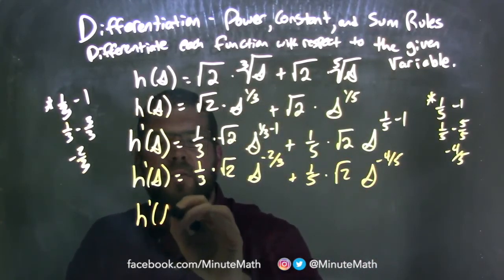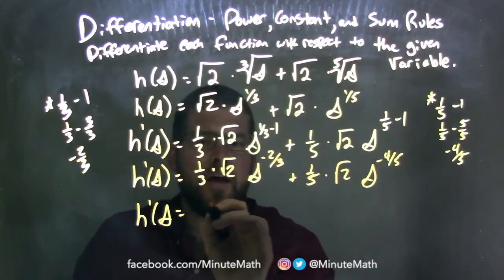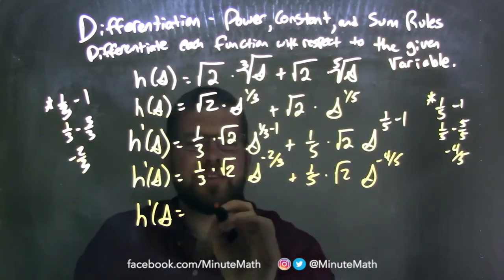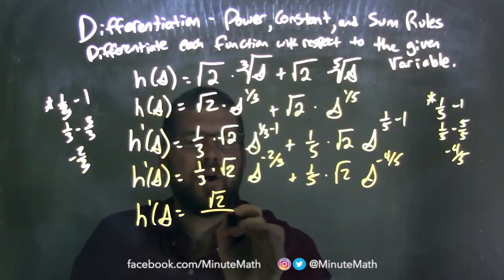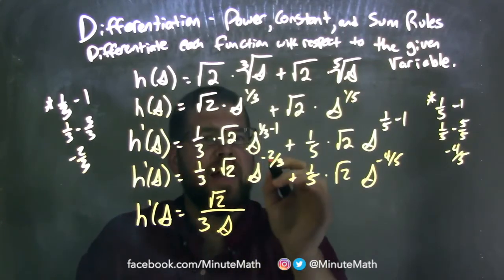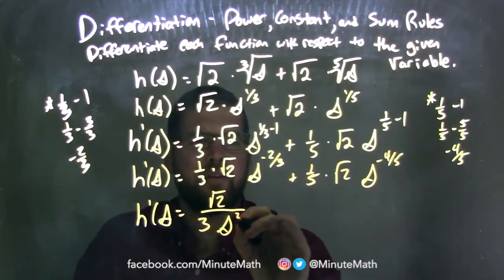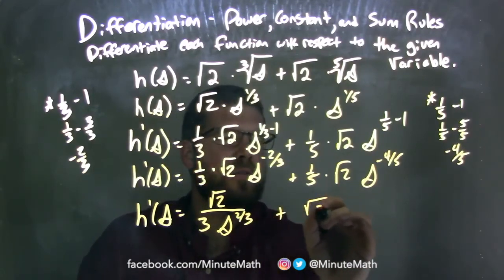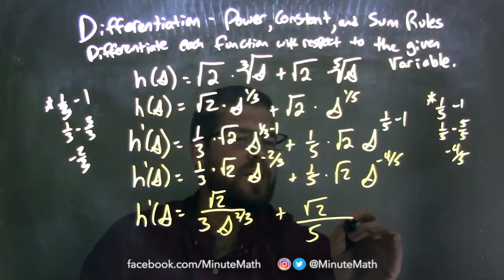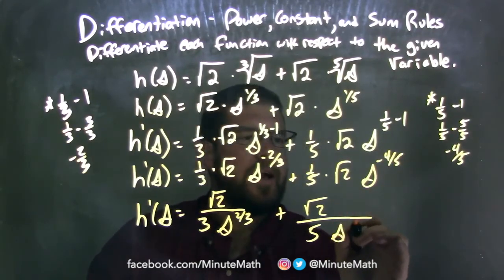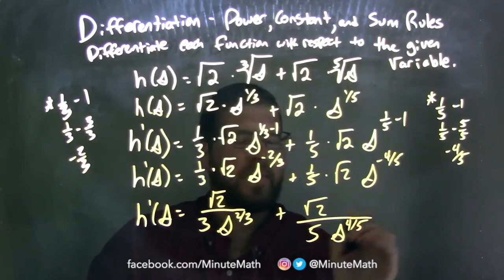So we have h prime of s here, and now I'm going to combine them all together into one big part. We have the square root of 2 in the numerator over the 3, that 1/3. But the s now goes down to the denominator, and instead of a negative 2/3 power, it's a positive 2/3 power. Then we have plus the square root of 2 over the 5. And instead of the s being the negative 4/5 power, it's in the denominator, and it's going to be a positive 4/5 power. And there we have it.